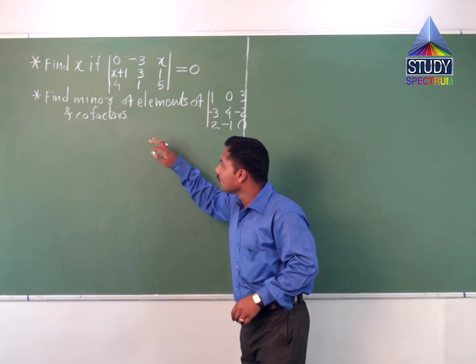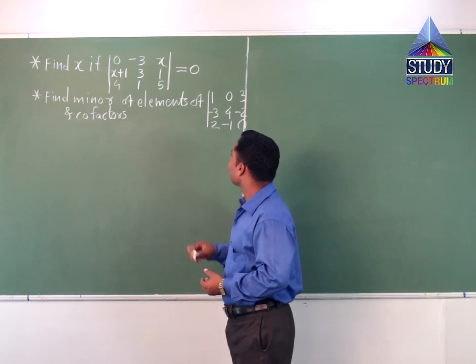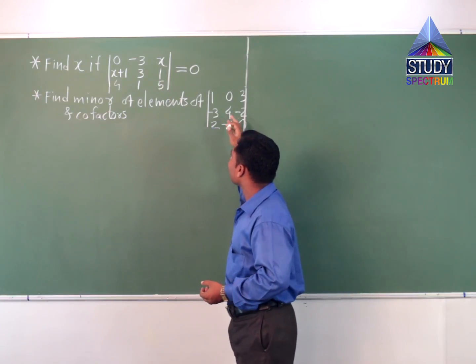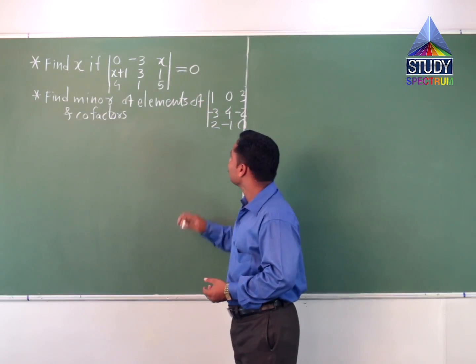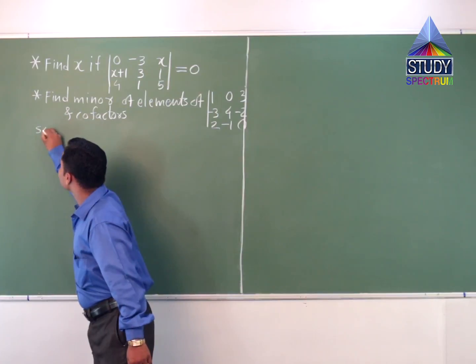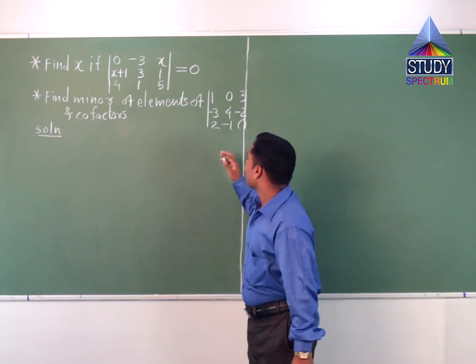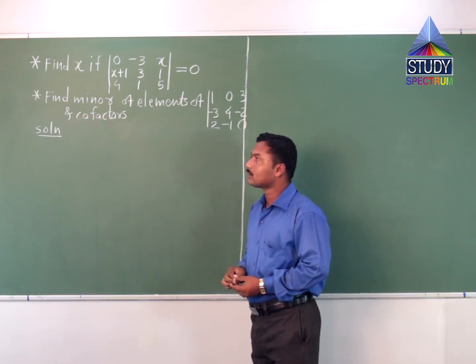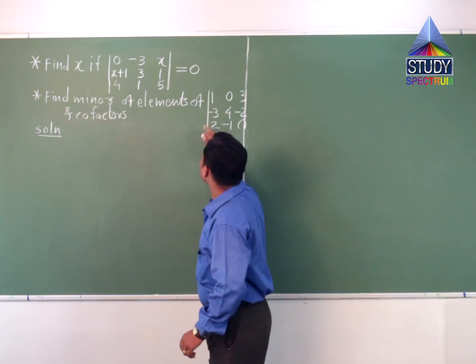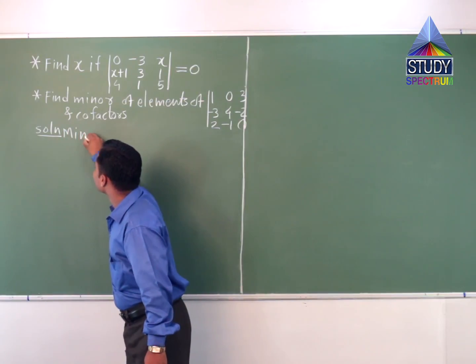So we solve third problem. Find minor of elements and cofactors of elements of this determinant. So we start the solution. First we find the minor of these 9 numbers. So first find the minor. What is the definition of minor?